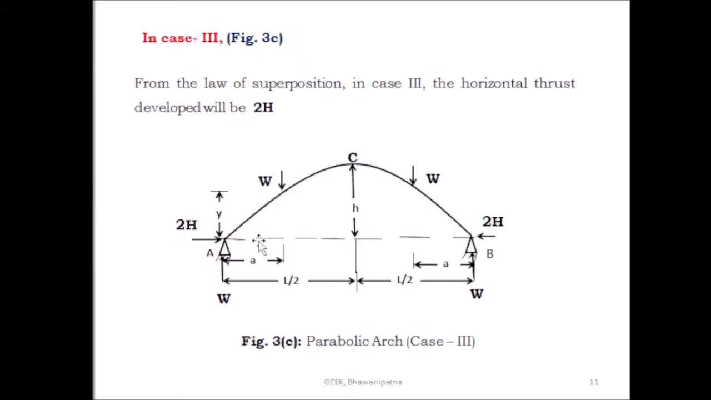Then you have to find out this horizontal thrust, because this is the symmetrical loading. So the load is present on both sides at a distance A from the support A and support B. As the two hinge parabolic arch is symmetrical, what is the vertical reaction at A and what is the vertical reaction at B? Because the total load acting is 2W, the vertical reaction at A is W, and the vertical reaction at B is also W, due to the symmetry of the loading.